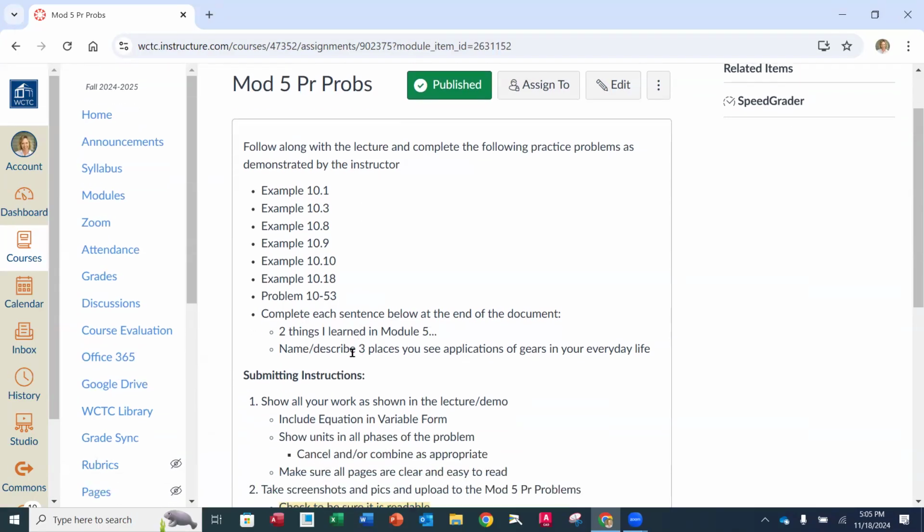And then I do have 2 questions at the end. Make sure that you're answering these. I've had to give some zeros because you guys are forgetting them. So it is important. This time we're going to have 2 things that you learned in module 5. And then I'd like you to name and describe 3 places where you see applications of gears in your everyday life. So keep your eyes open a little bit, and when you hand your practice problems in, share that with me.